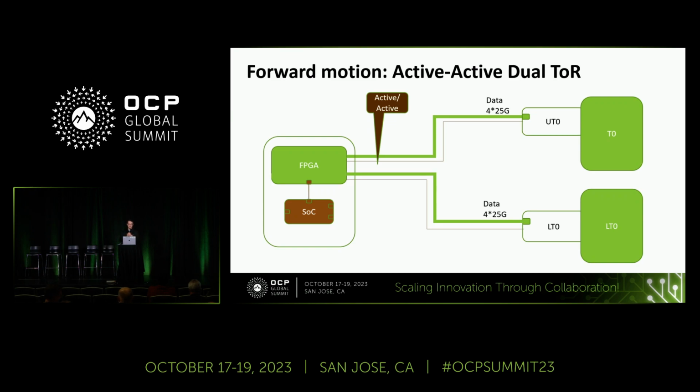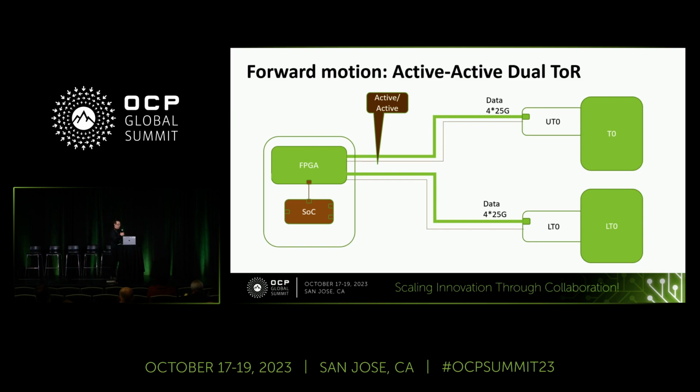Basically, what's happening is that we have two uplinks from the server to both ToRs, and they can be active at the same time. That's, of course, the generic essence of active-active. And we do have to have a SOC on the server side or on the NIC side that helps us communicate with both ToRs and lets them control the forwarding state of the uplinks from the server side.